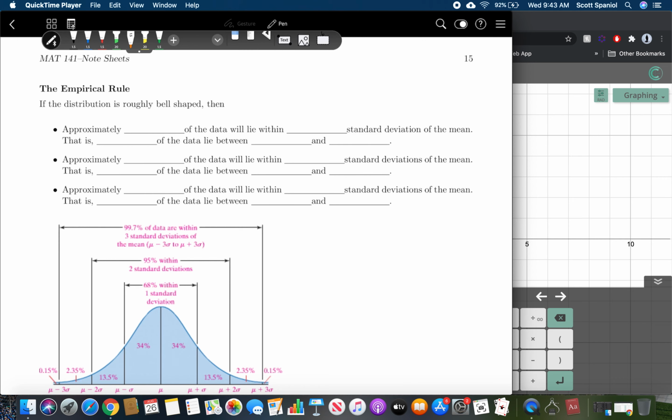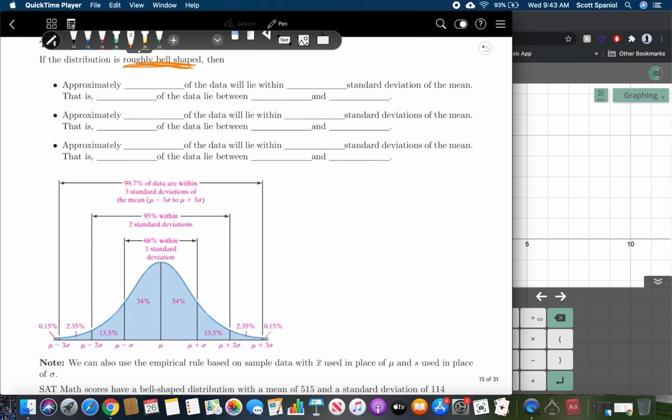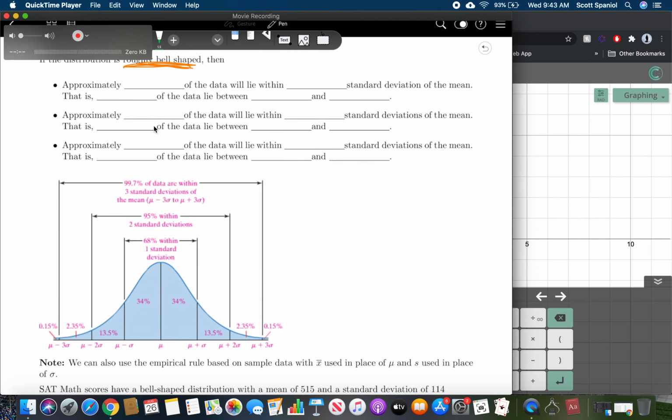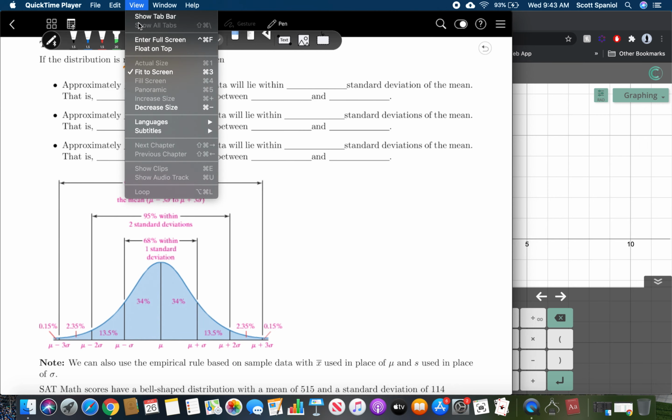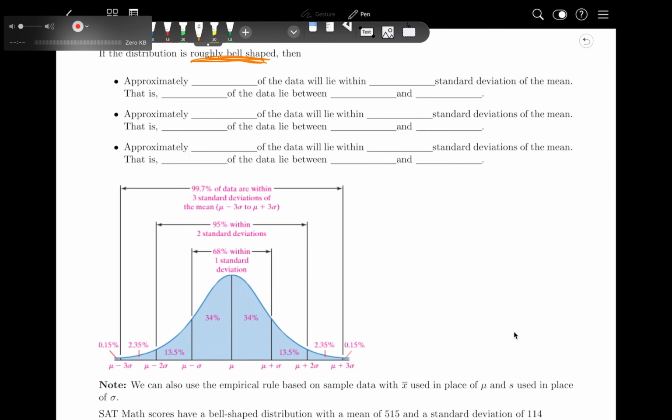So the empirical rule says that if you have a distribution that is roughly bell-shaped, so that means it roughly looks like a bell, it roughly looks like this, then the following things are true. Approximately 68% of the data will lie within one standard deviation of the mean. That is 68% of the data is between mu minus 1 sigma and mu plus 1 sigma. They fall between those two numbers.